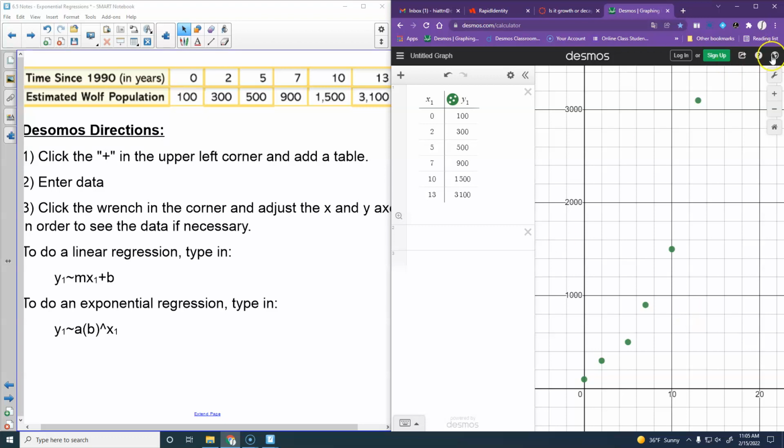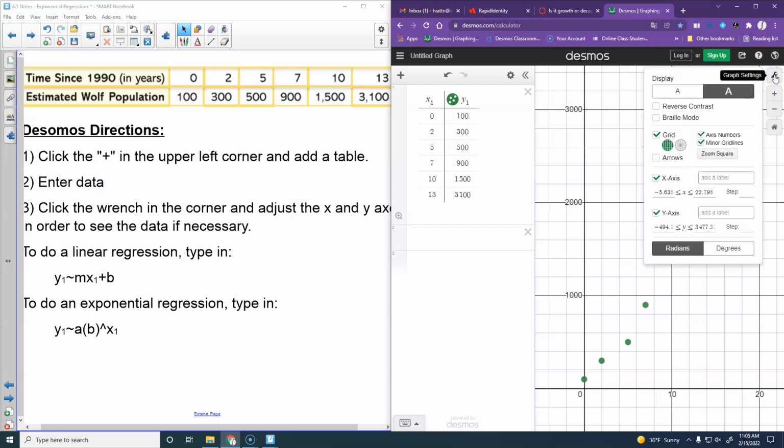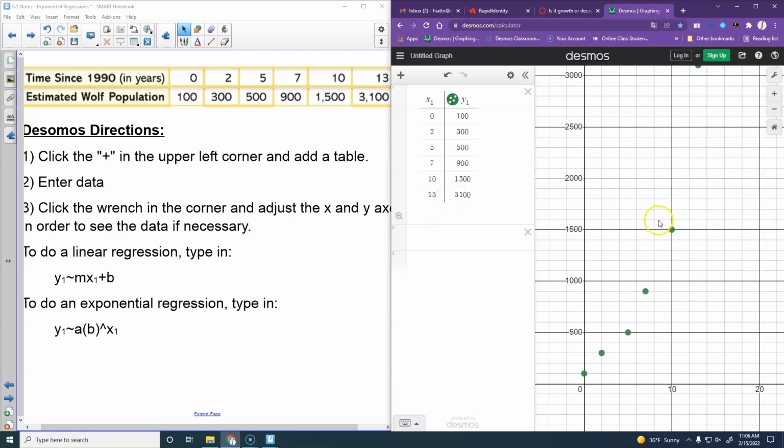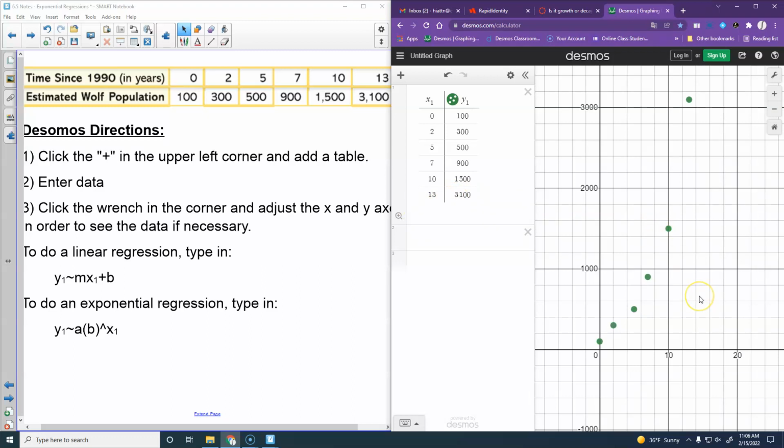Alright, so here in the corner you're going to hit the wrench, and then down here where it says Y-axis, you want to change that top number right there. I changed it to 3,100 because that was the highest number I saw on my table. Or you could go a little bit bigger. And then I just zoomed out a little bit more so I could see the graph a little better. Okay, has everybody got a graph?